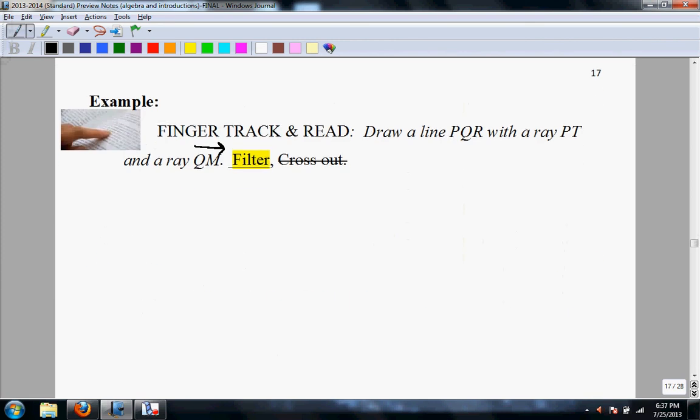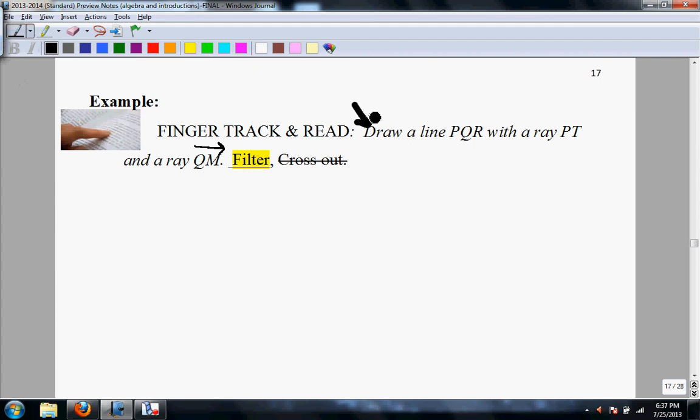Now I'm going to give you an example. It's really important when you do these examples, if you have a highlighter, I would highlight key terms as we do this. That's called filtering. Step number 1, I'm going to teach you a technique called finger track and read. Please follow my instructions. Ready? It says finger track and read.